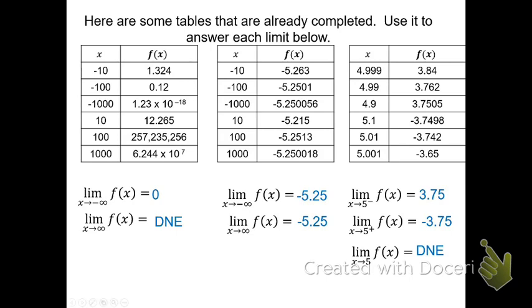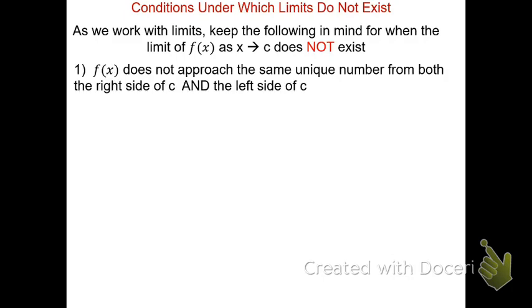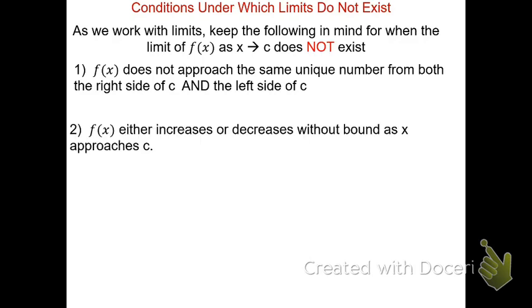Now, I threw this one in because it's a good example of what I'm going to show next. These are the conditions under which limits do not exist. So when you're working on these, there's 3 things you need to keep in mind. So the limit will not exist as x approaches c if any of the 3 conditions are not being met. Number 1, if f of x does not approach the same unique number from both sides, then the limit does not exist. It has to approach the same number from both sides. Condition 2, if it's either increasing or decreasing without bounds. If it's headed towards either positive or negative infinity for f of x.